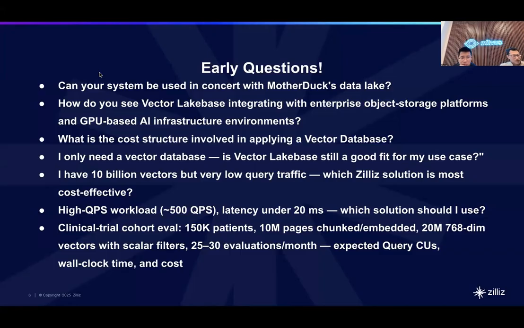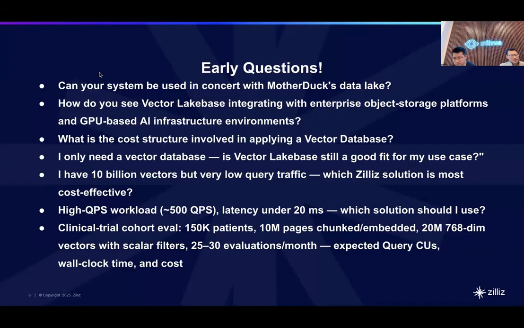Clinical trial cohort eval, 150K patients, 10 million pages chunked and embedded, 20 million 768 dimension vectors with scalar filters, 25 to 30 evaluations per month. I think this is a textbook typical ad hoc workload, right? There's only 25 to 30 jobs that need to be run every month, and assuming that this job will run multiple searches, maybe I don't know, 100 or 10,000 searches per time. And this is a very good fit for on-demand.